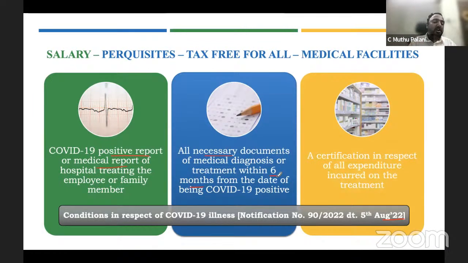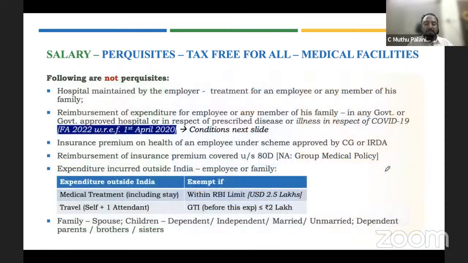The analysis, diagnosis, all those need to be provided. And a certification in respect of all expenditure incurred on the treatment. So someone has to certify. Basically, let's say a chartered accountant has to certify for an employee. Certification from the hospital is also okay. So this certification needs to be provided. These are the conditions to claim your illness, on COVID-19.